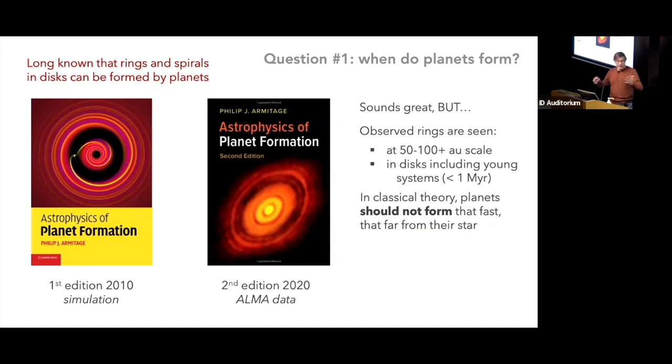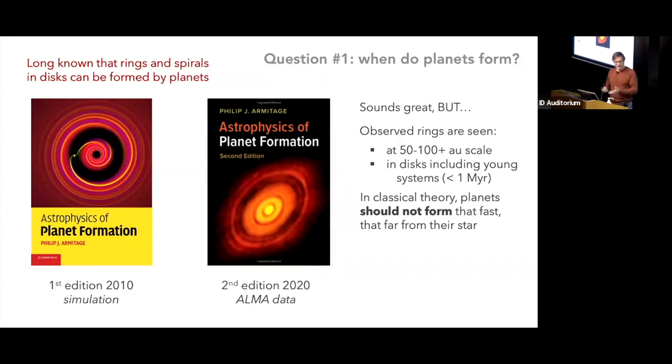And moreover, they're seen in pretty much every disk we look at closely enough, including disks where the star seems to be really young, so less than 1 million years old. It's hard to date young stars, but you can make some efforts to do that. So in the sort of standard old theory, planets should not form that fast, nor should they form that far from the star.